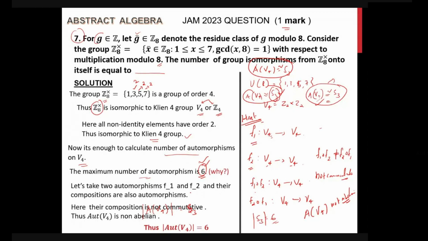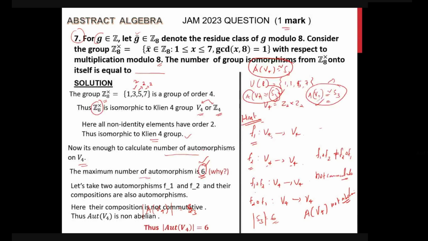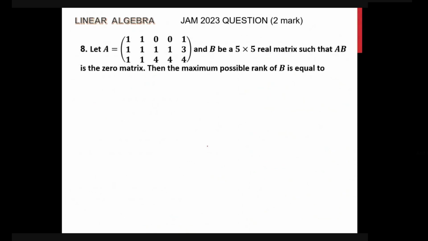Therefore we can conclude that the smallest non-abelian group is the group of order 6, and the maximum number of automorphisms is 6. Therefore the number of automorphisms from V4 to V4 is 6. So we can conclude. Such questions are trickier, but we can solve them anyway. Okay, next, another question.